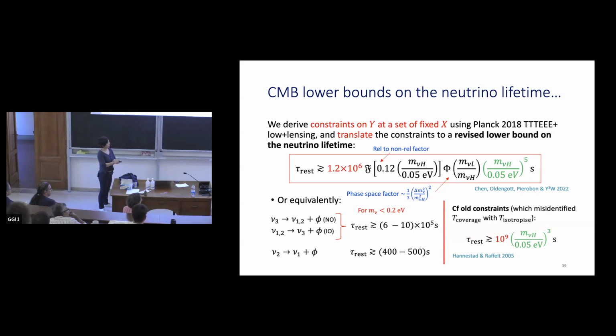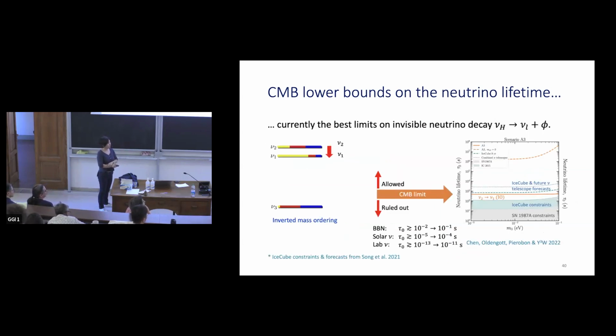So for something like nu3 going to nu1, 2 in the normal hierarchy, the bound is of order 10 to the 5 seconds. If you want to be adventurous and look at only decay from nu2 to nu1, so with a very, very tiny mass gap, then the lifetime bound is actually only a few hundred seconds. Okay. Some plots just to show you how this bound fares relative to other constraints that are out there.